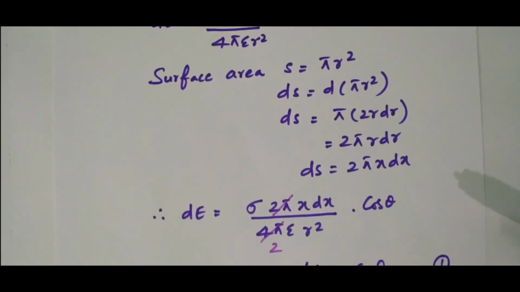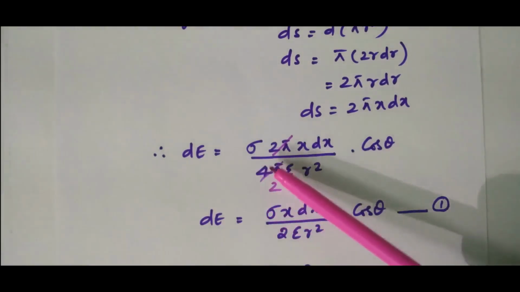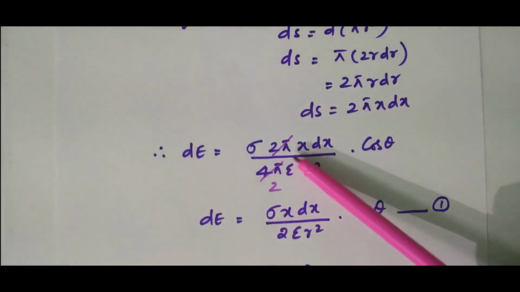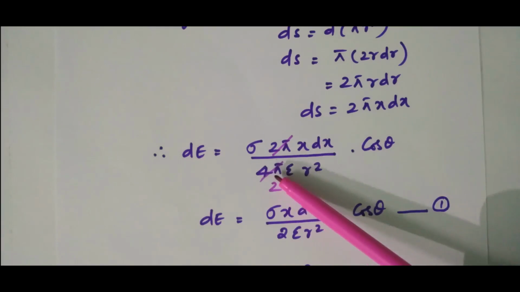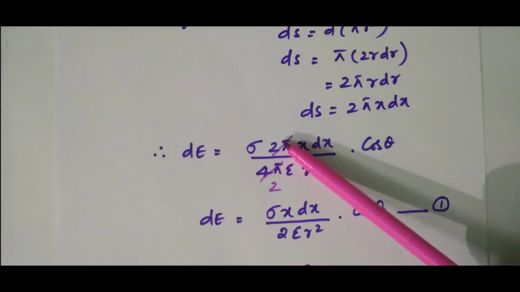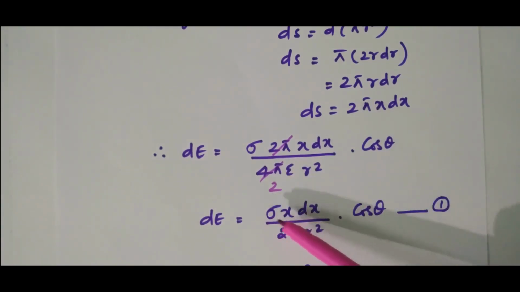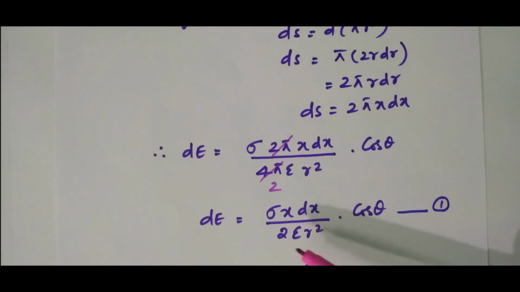So that value is substituted here. dE equals sigma, this ds is 2 pi x dx, divided by 4 pi epsilon r square into cos theta. Here the 2 pi got cancelled. So what we got is sigma x dx divided by 2 epsilon r square into cos theta. We'll take this as equation number 1. So after substituting all the values, we got this expression.